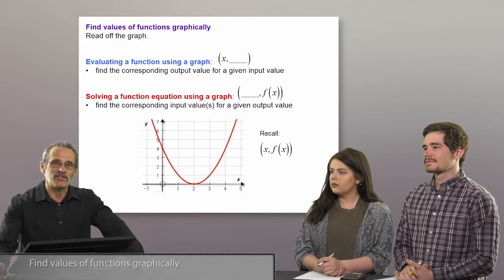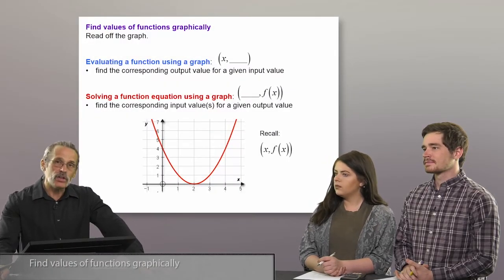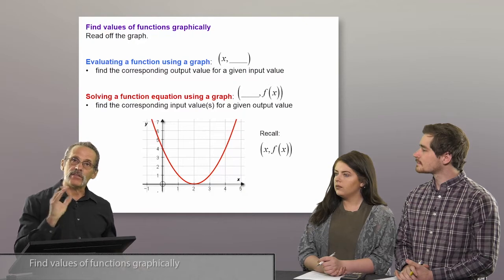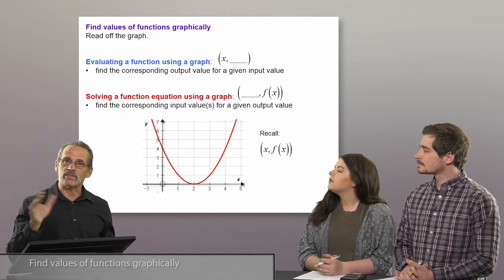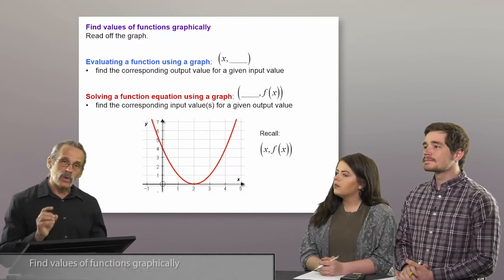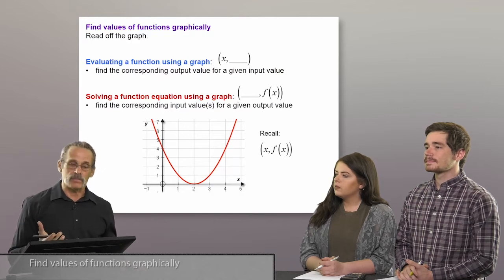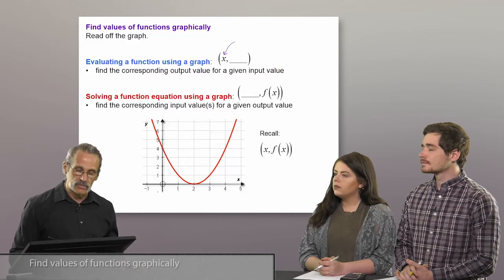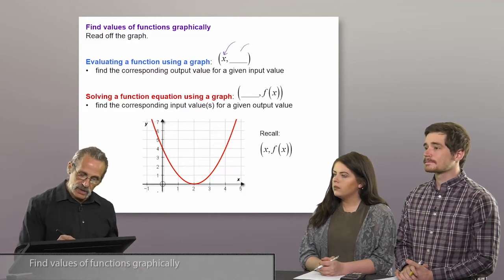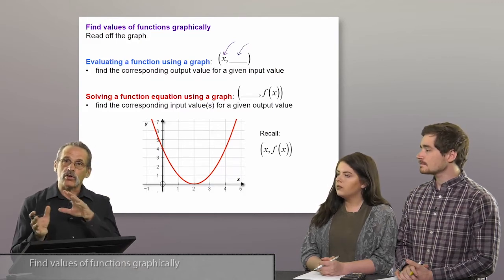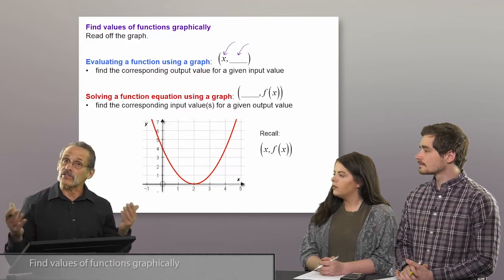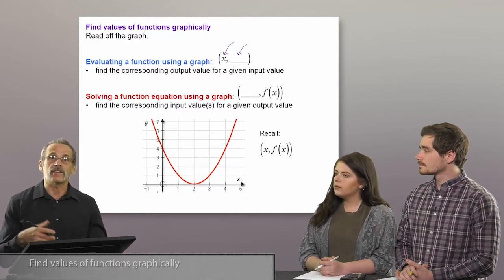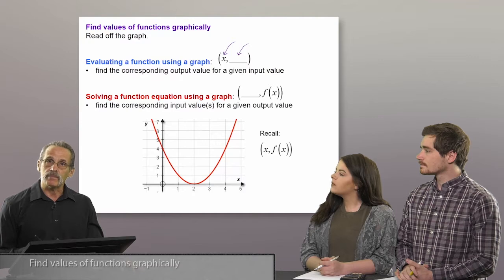Find values of functions graphically. What we're going to do is read off a graph to find either inputs if given an output or outputs if given an input. When we use the term evaluating a function, what we want to do is think that we're given a value of x and we're looking for the output. So that means we're looking for the second coordinate in our pair of coordinates. And so we want to find the corresponding output from that input.